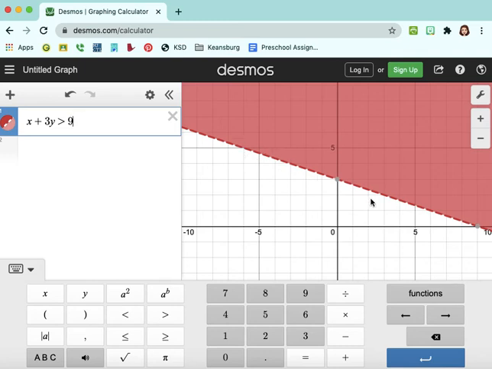So again, you're just typing in the graphs and matching the pictures. So use Desmos to help you get a picture so then you can match it to the correct answer.